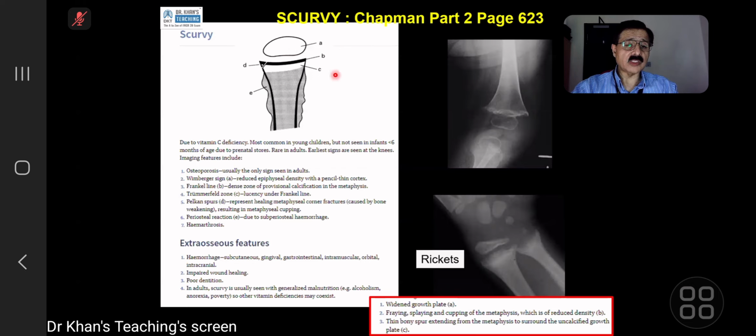Now, basically what happens is osteoporosis, which is usually seen in adults. Wimberger sign: reduced epiphyseal density with a pencil-thin cortex. So this is the epiphysis. This is reduced density, and the cortex is sclerotic and pencil-thin. You can see it here. You can see it here. Now this was one.